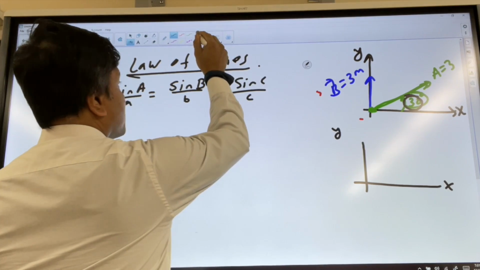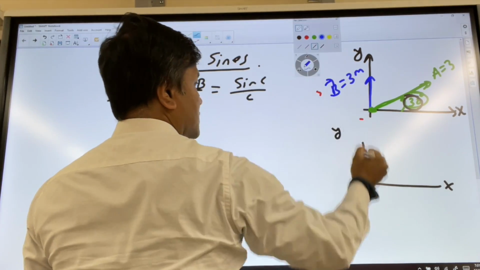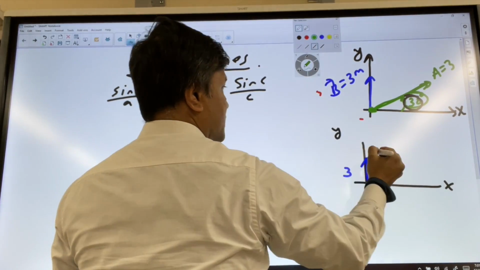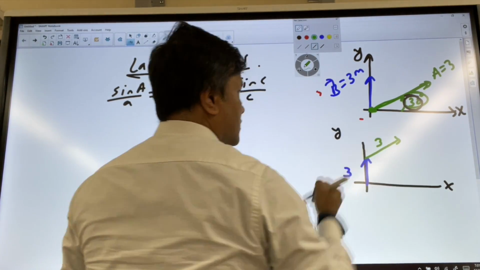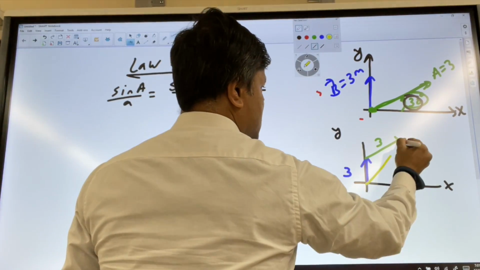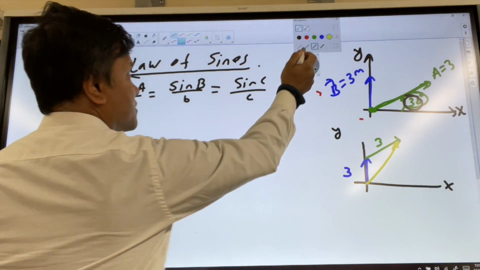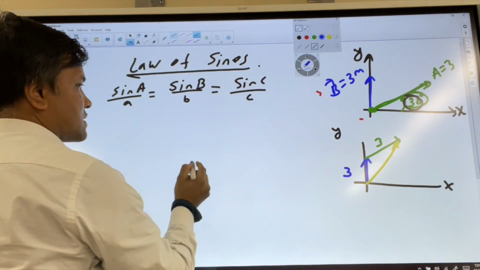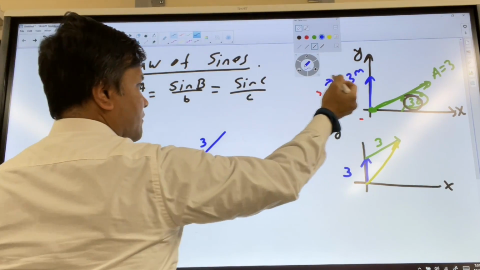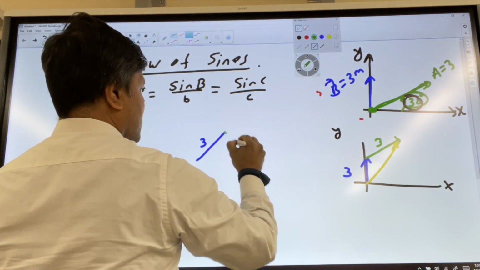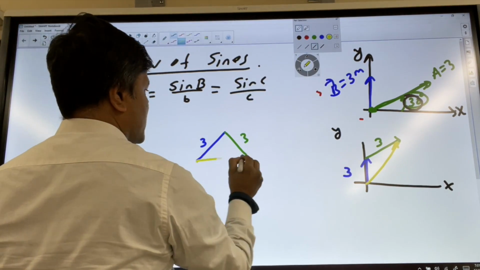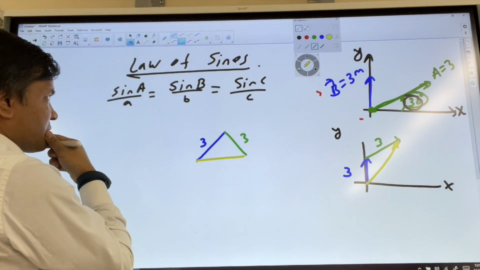Now let's move using head and tail. Let's keep the blue vector and let's move the green vector, and this is the resultant. So basically we have an isosceles triangle with the blue, which is 3, the green, which is also 3, and the yellow, which we need to find.